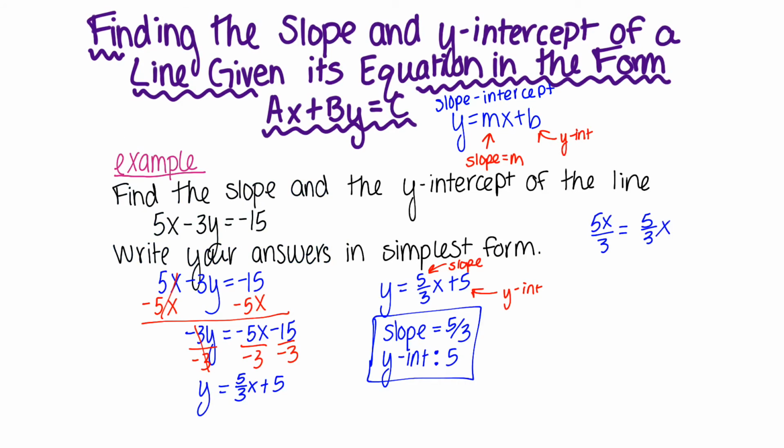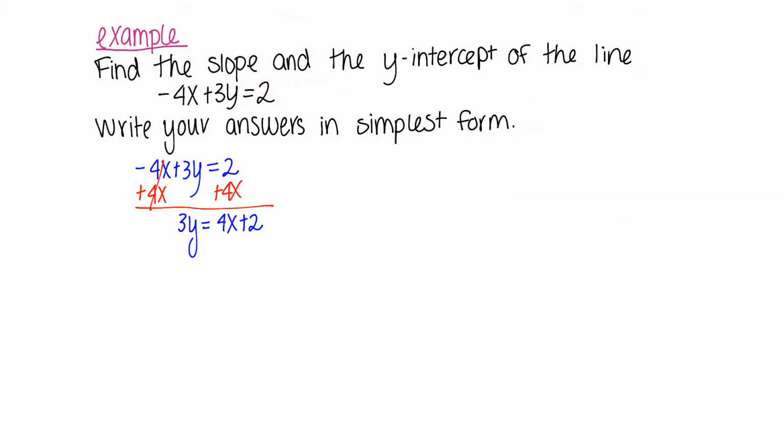And to point out something here, it was a minus sign here because we had a negative 15 to begin with. Here, this was a positive 2, so it becomes plus 2 when we added the 4x. To get y by itself, I'm dividing everything by 3. Unfortunately, nothing is going to really reduce. I'm going to have 4/3 x plus 2/3.